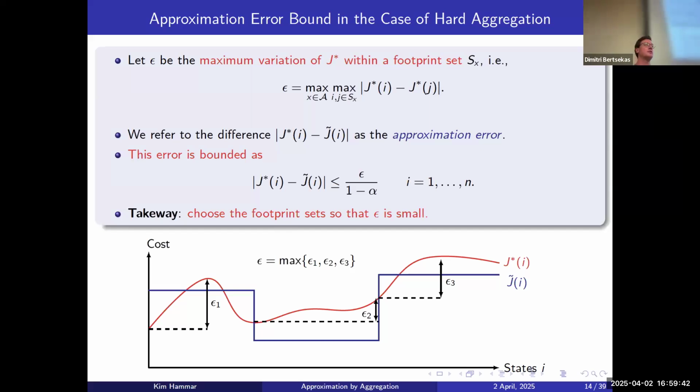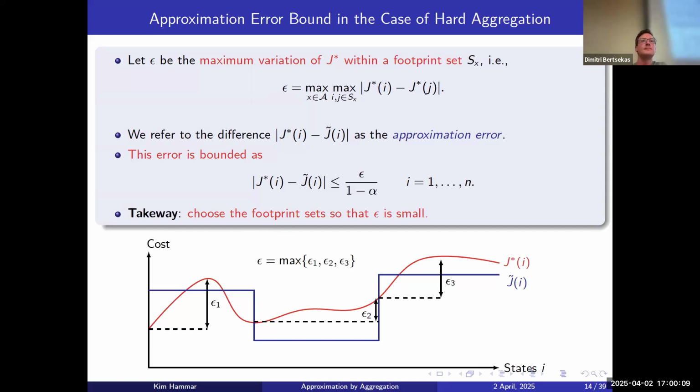Alpha is a discount factor. And there's a lot more detail about this particular error bound in the course book, and exactly how it can be derived, and also more generalizations of it. The bound that we present now holds only for the hard aggregation case, but there are extensions and much more available in the course book.